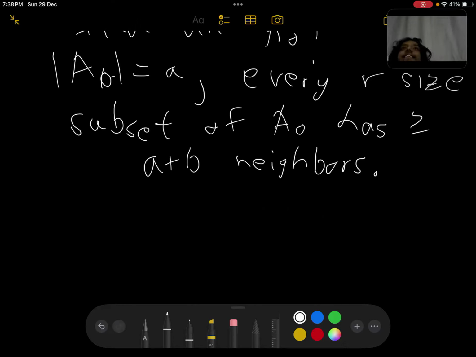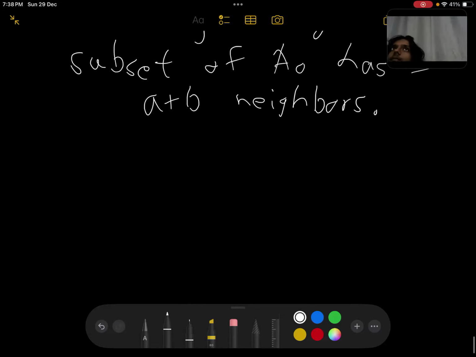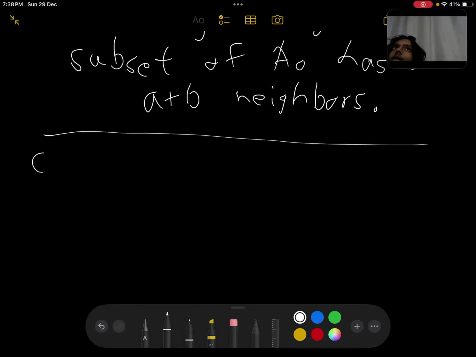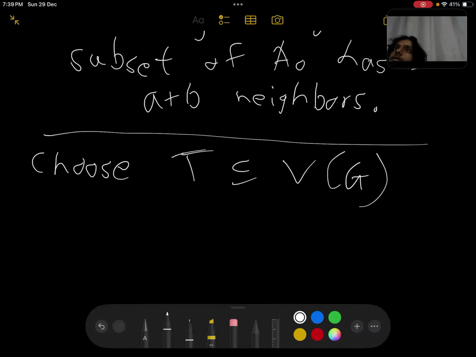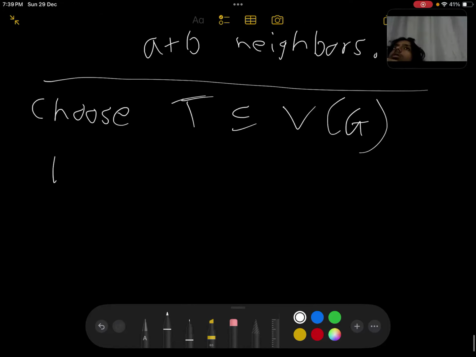We don't choose A0 directly. The dumb thing to do is to just choose a random A size subset of the vertex set, right? But we don't choose A0. What we want is a very special property: A0 should have a lot of common neighbors. So what we do is we choose some T, in some way, like a somewhat random subset. I'll tell you how to choose it later, and let A0 be N of T.